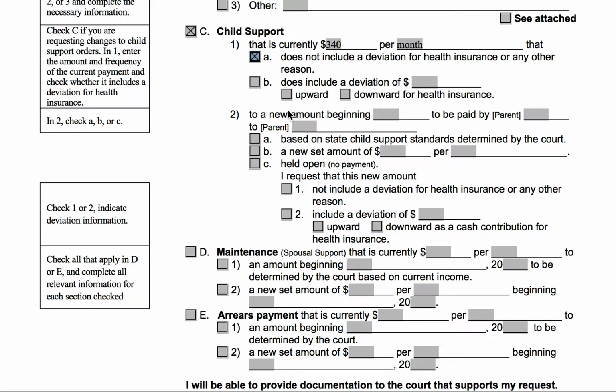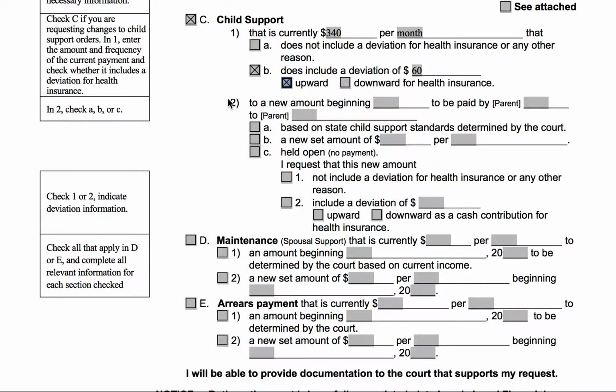I should note, if yours is one where there's a deviation, you would check B for the deviation. You would put how much it varied. So in our situation, if John was supposed to pay $400, but they gave him a discount of $60 because he's paying for health insurance, we'd say $60 downward. So it was supposed to be $400, but the court gave him a $60 discount. Similarly, if he was supposed to pay $280, but the court decided he should pay $60 more, then you would check upward. So that's how you're going to do it if you end up filling out that deviation section.